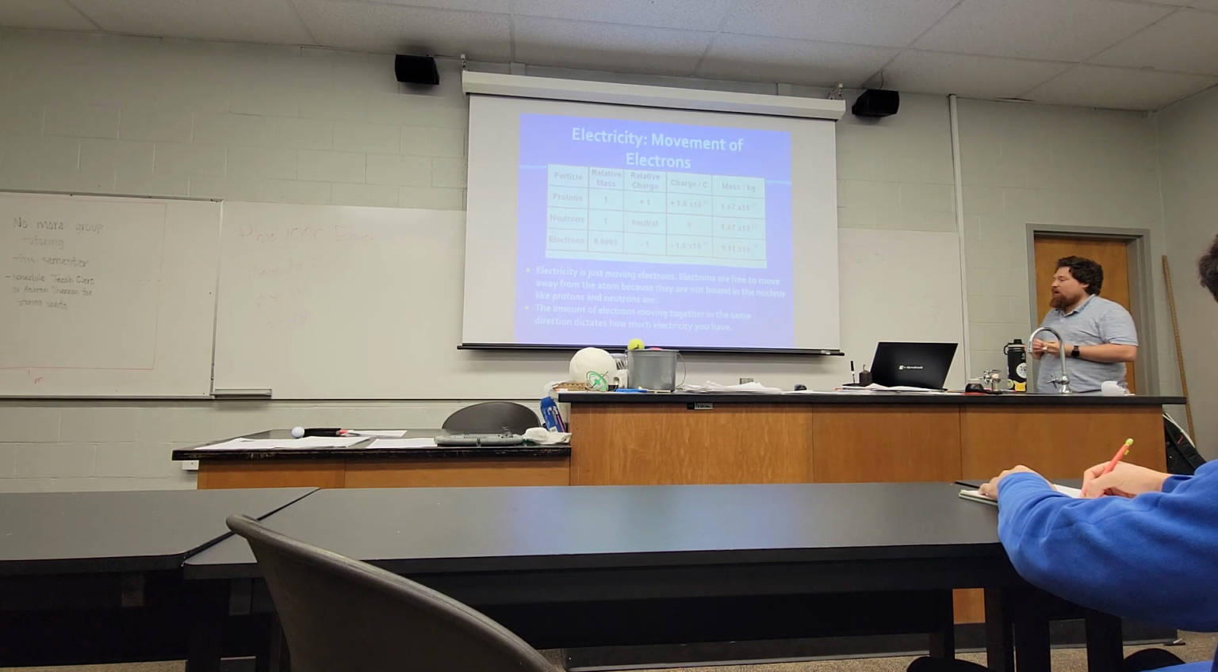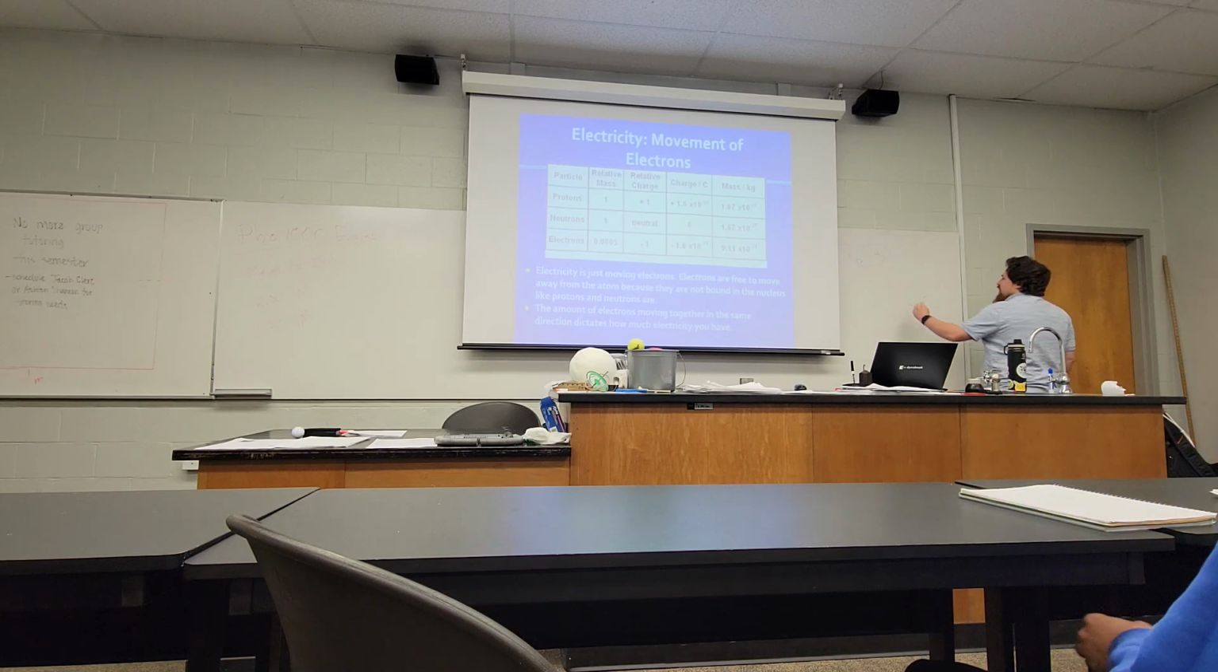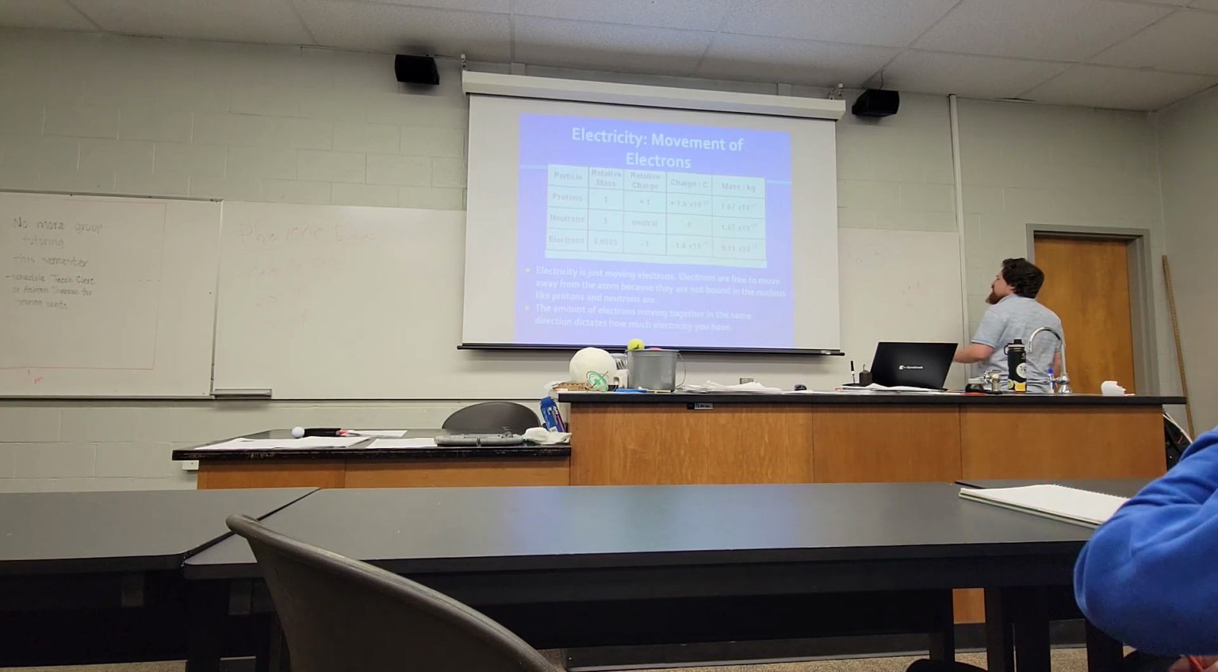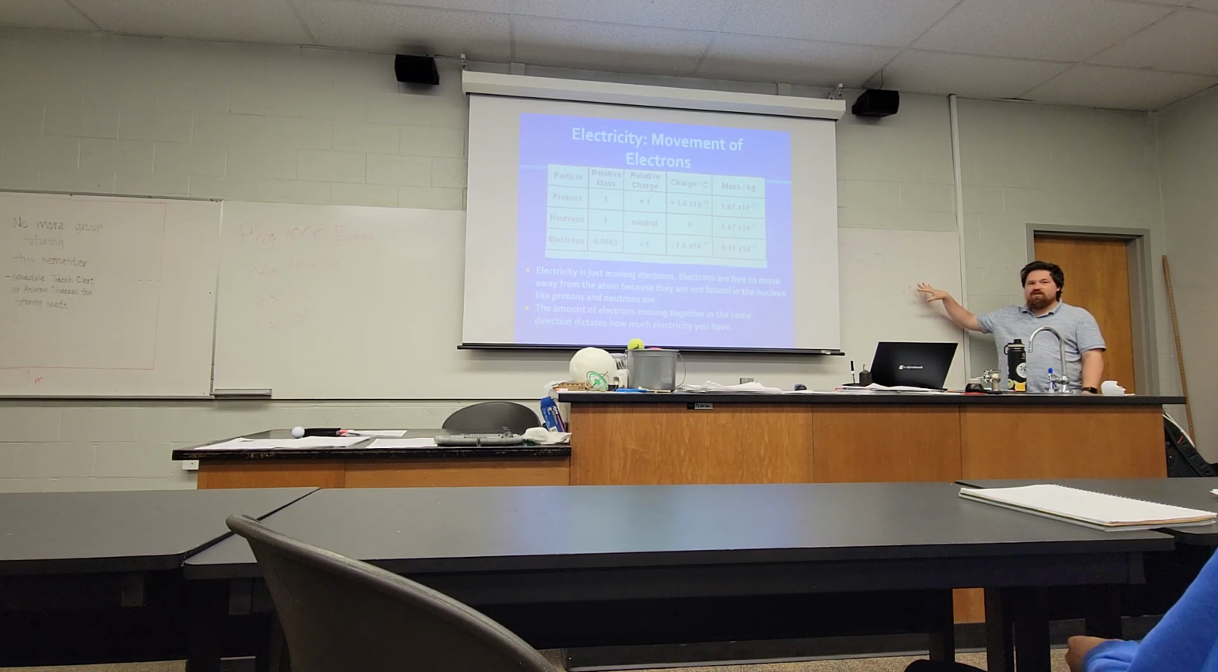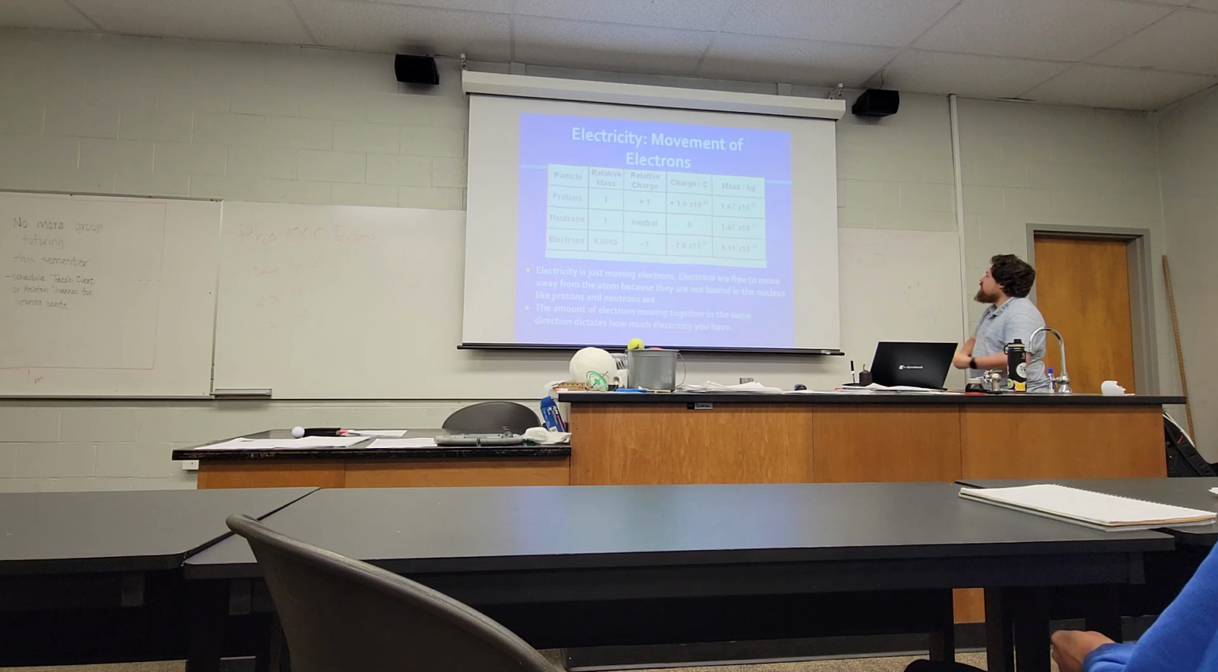And all they're doing is waiting for one opportune moment when the cloud gets just barely close enough to this tree and the positive charge is in the tree, that there's enough force to literally rip all those electrons out of the sky all at the same time in the form of a lightning bolt.